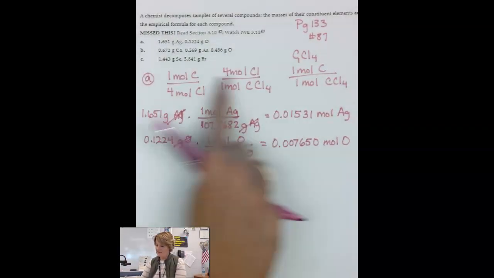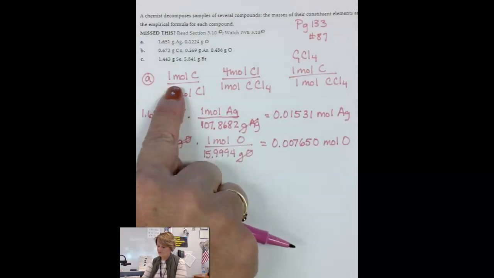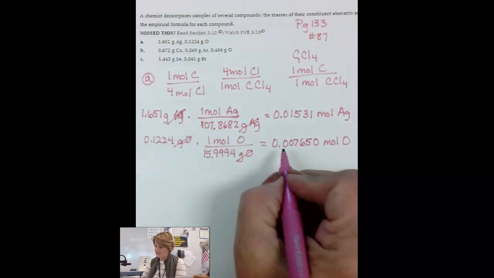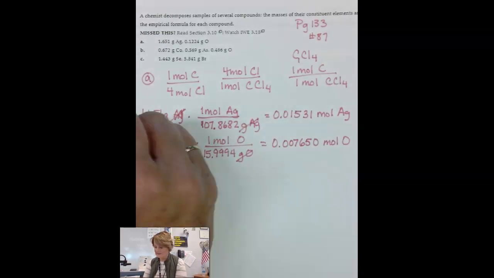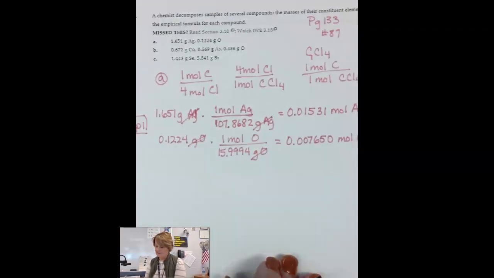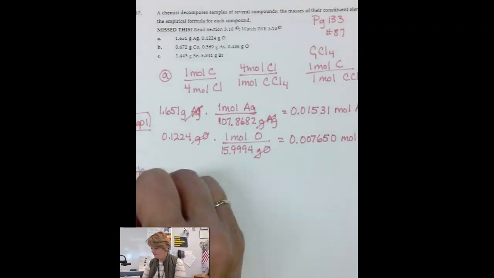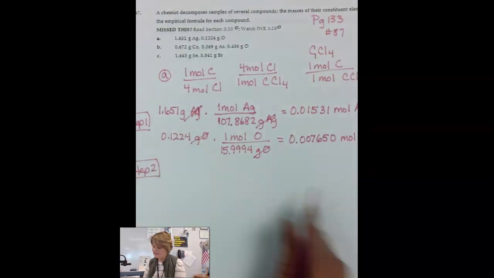And so now we're kind of getting ready to figure out our mole ratio. Guys, please do not come back in and just divide. This problem is done. We're ready for the next step. So this is step 1. Okay, this is step 1. So now step 2 is you're going to divide by the smallest.